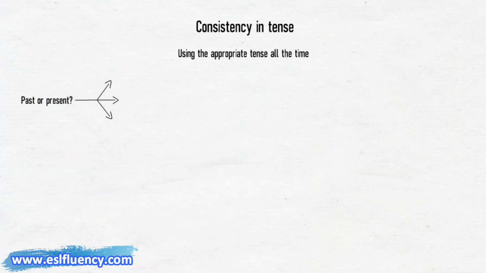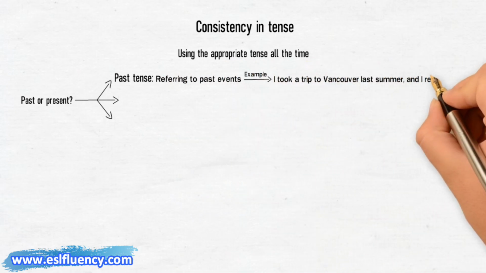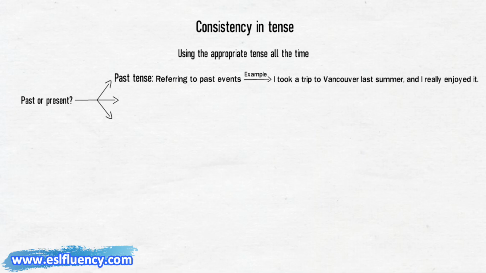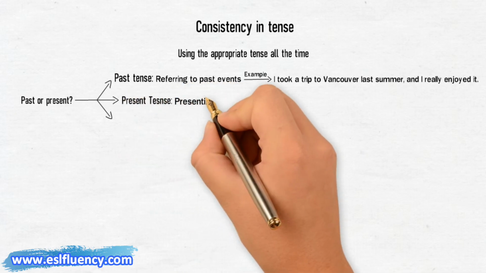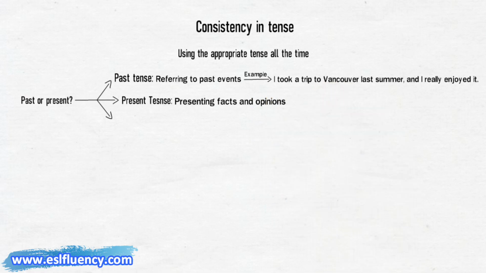Consistency in tense. Simply put, you should use the past tense if you are referring to past events. For example, I took a trip to Vancouver last summer and I really enjoyed it. But if you are presenting facts and opinions, it is better to use the present tense. What's more important is that you stick to one tense throughout your essay and avoid switching your tense unless it is necessary. Here is the example.